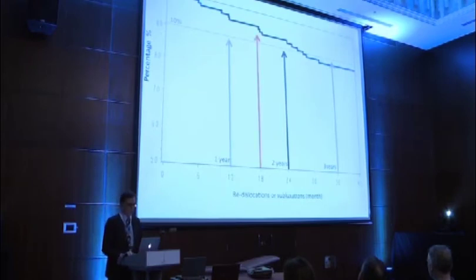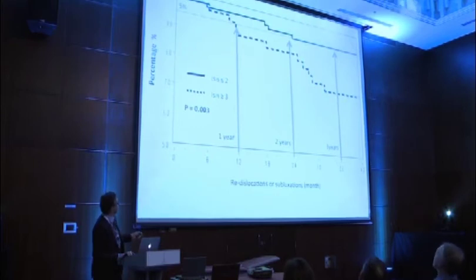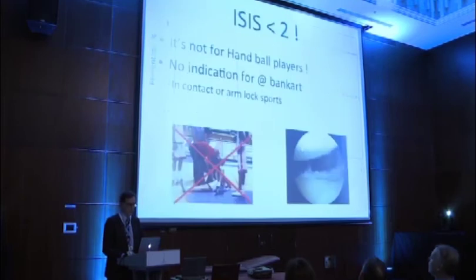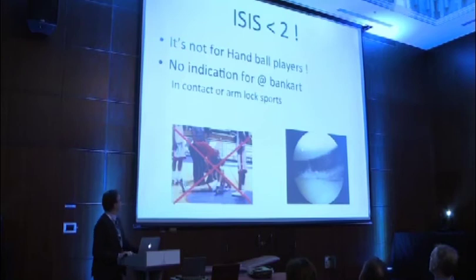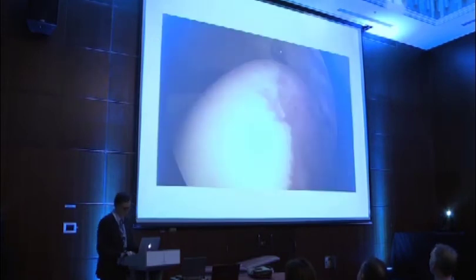And if you see this graphic, you can see that the very poor results are for patients who have only 4 points. And the good results, less than 10% of redislocation, are for patients who have less than 2 points. So finally, the arthroscopic solution is only for very low-level sports patients. And even if I like arthroscopy, even if I love arthroscopy, I have to say I do not recommend the arthroscopic technique for sports like handball.